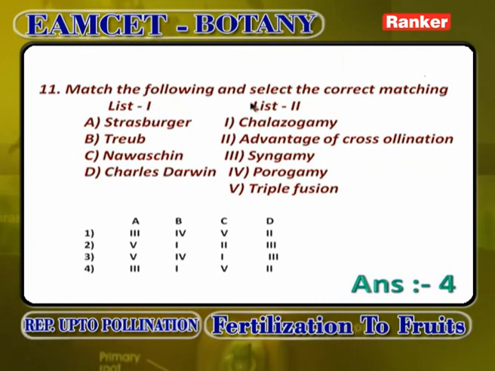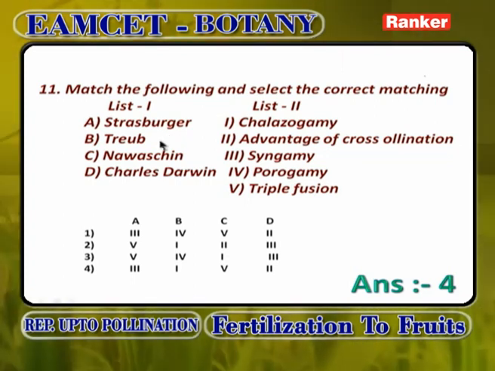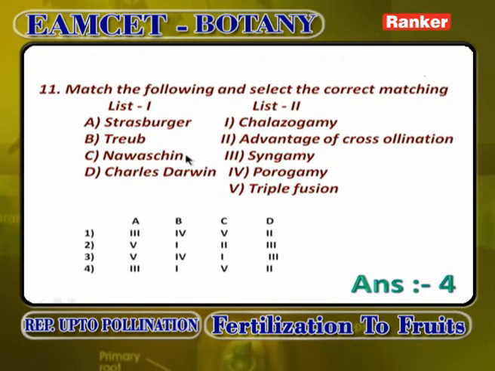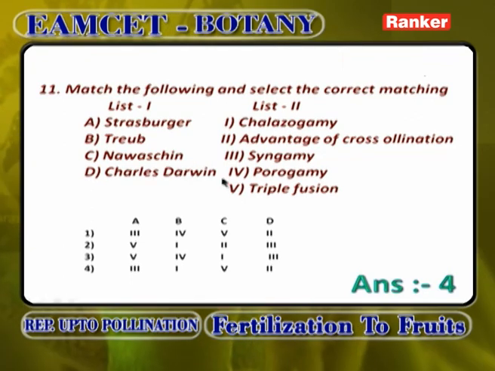Match the following and select the correct matching. Strasburger, Tribe, Navashin, Charles Darwin. Chalazogamy, advantages of cross-pollination, syngamy, porogamy, triple fusion. Strasburger, syngamy, so A is 3. Tribe, chalazogamy, B is 1. Navashin, triple fusion, C is 5. Charles Darwin, advantages of cross-pollination. So Strasburger is known for syngamy.